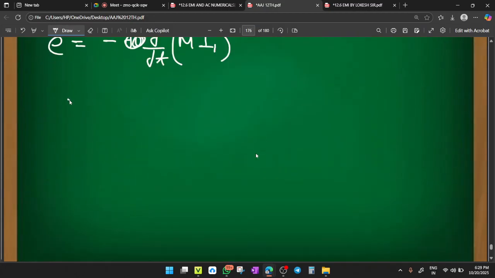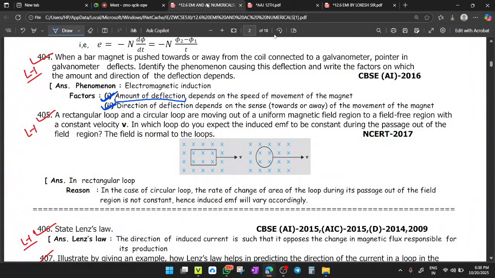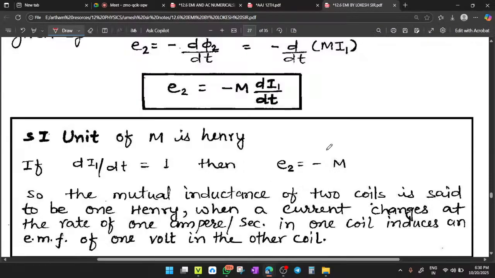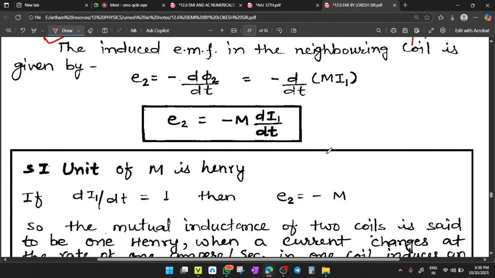So place the value: E equals minus M dI1 upon dt. A very, very important formula. This is the mutually induced EMF. So E equals minus M dI1 upon dt. Now define M using this.